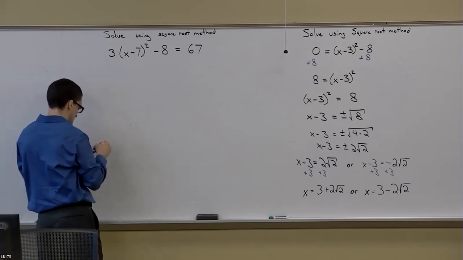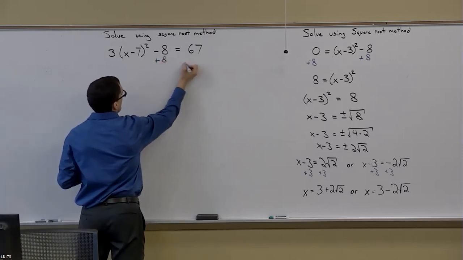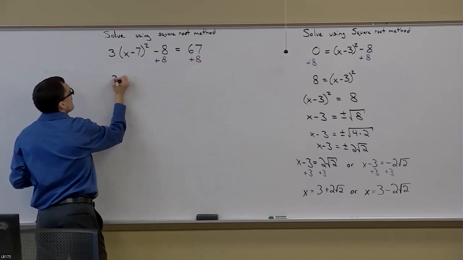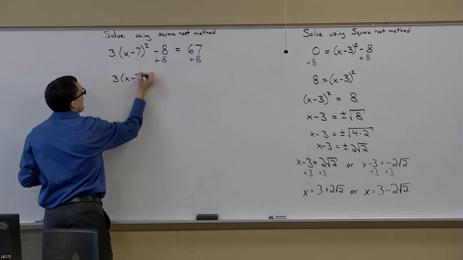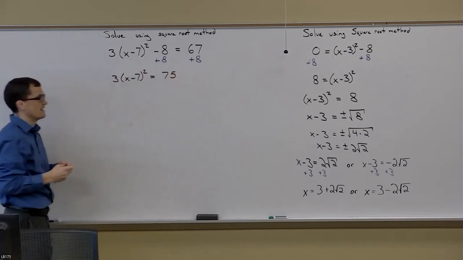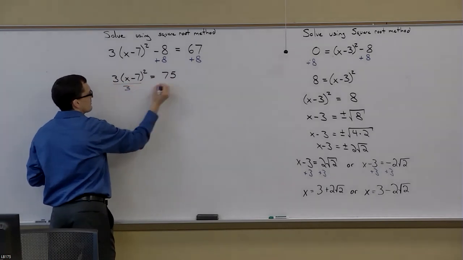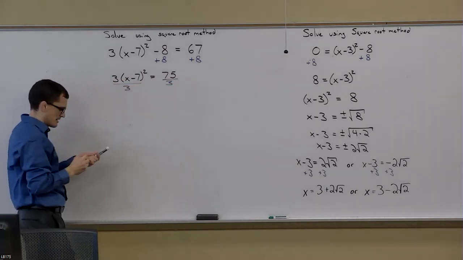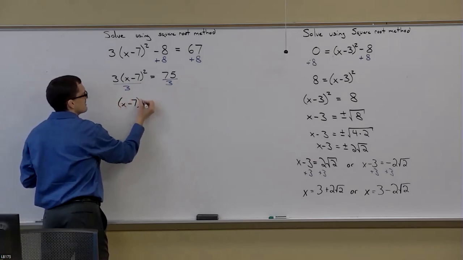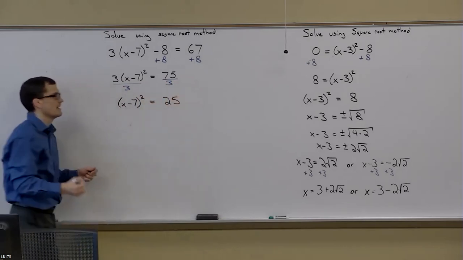All right, so let's solve this. We'd add 8 to both sides to begin with. I think that's 75, right? So then we divide both sides by 3. Those first two steps are just an attempt to get my x minus 7 squared all by itself on the left-hand side.